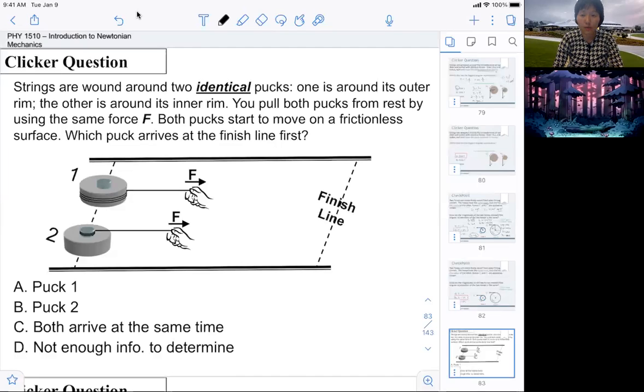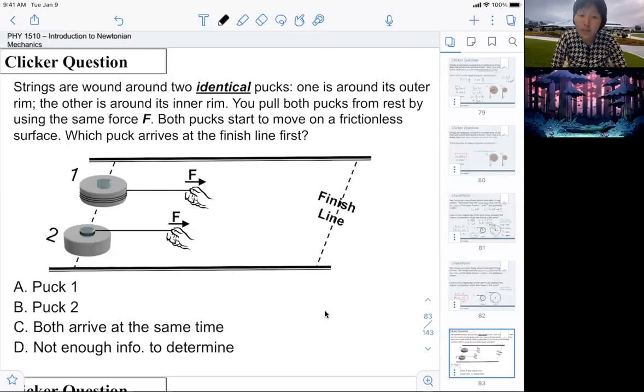All right, let's go for another 15 seconds. All right, any last minute vote? I'm just looking for intuition here, right? All right, let's go ahead and end this, and we'll collect some ideas from you. So it looks like a majority voted for A, maybe puck 1 wins, and fewer chose B and C.